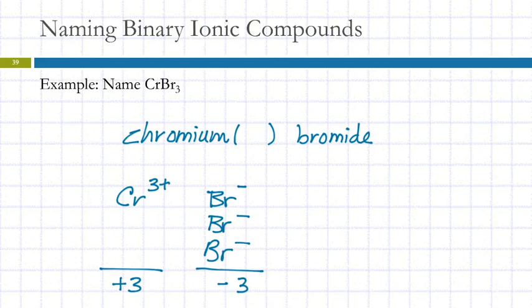Chromium 3+, so that means that this Roman numeral is 3. The Roman numeral is the charge. It is not how many of that ion. There's only 1 chromium in this compound, in this formula. It's chromium 3 because the charge on the ion is 3+. Any questions?